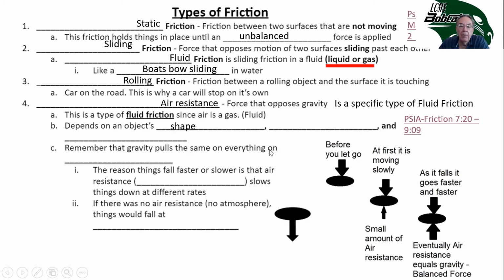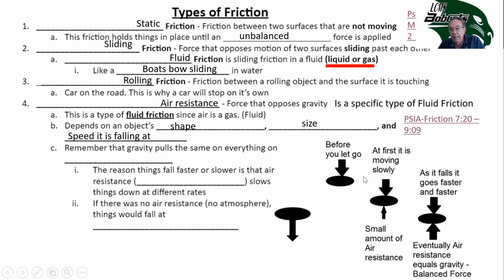So it depends on a couple of things. The amount of this fluid friction, the amount of the air resistance, depends on the object's shape, the size of the object, and the speed at which it's falling. Okay. So over here, I drew some pictures. Before you let something go, it's just sitting there and there's no air resistance. When you first drop it, it's moving slowly, so there's only a tiny amount of air resistance underneath it. As it falls faster and faster, the air resistance builds up.